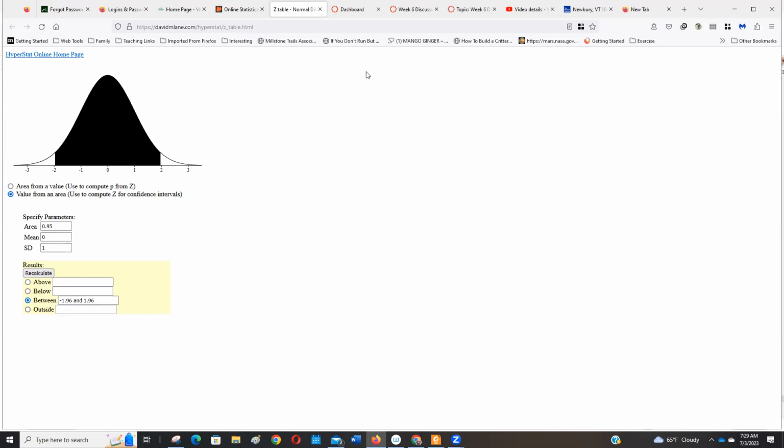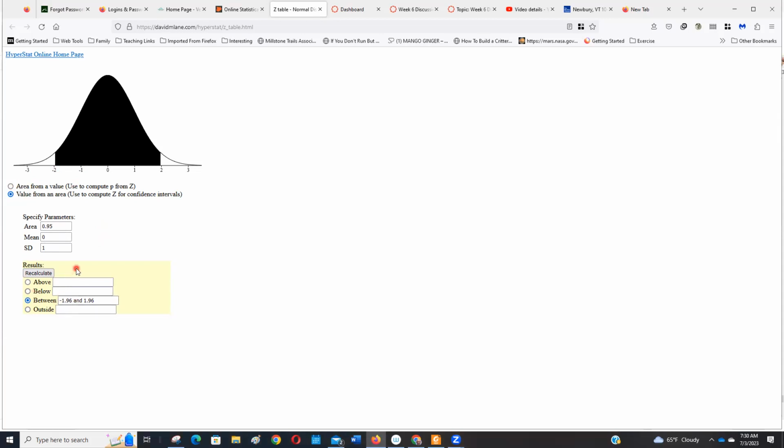Here, I ought to do a pointer so you're not just looking at my mouse. So I had to select value from an area. So I'm looking for an X number here. Okay. And that's how that works.